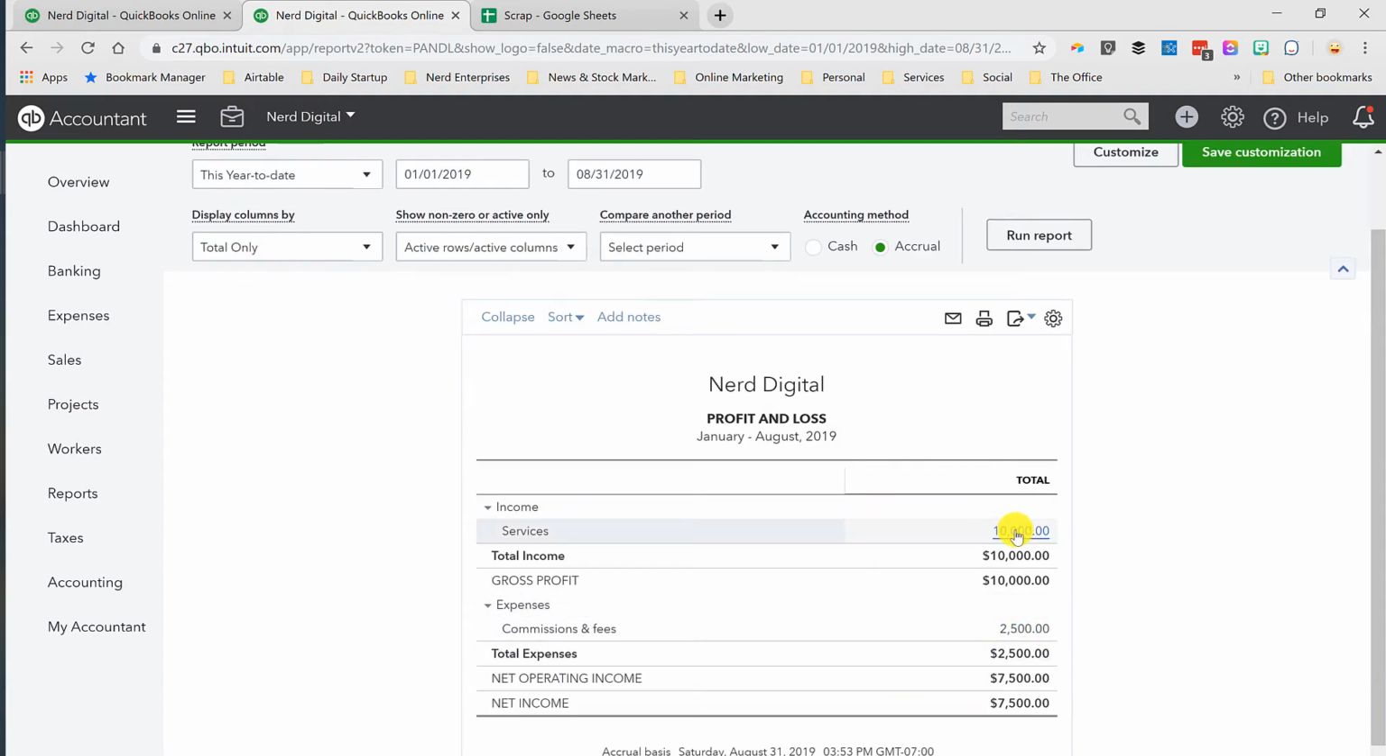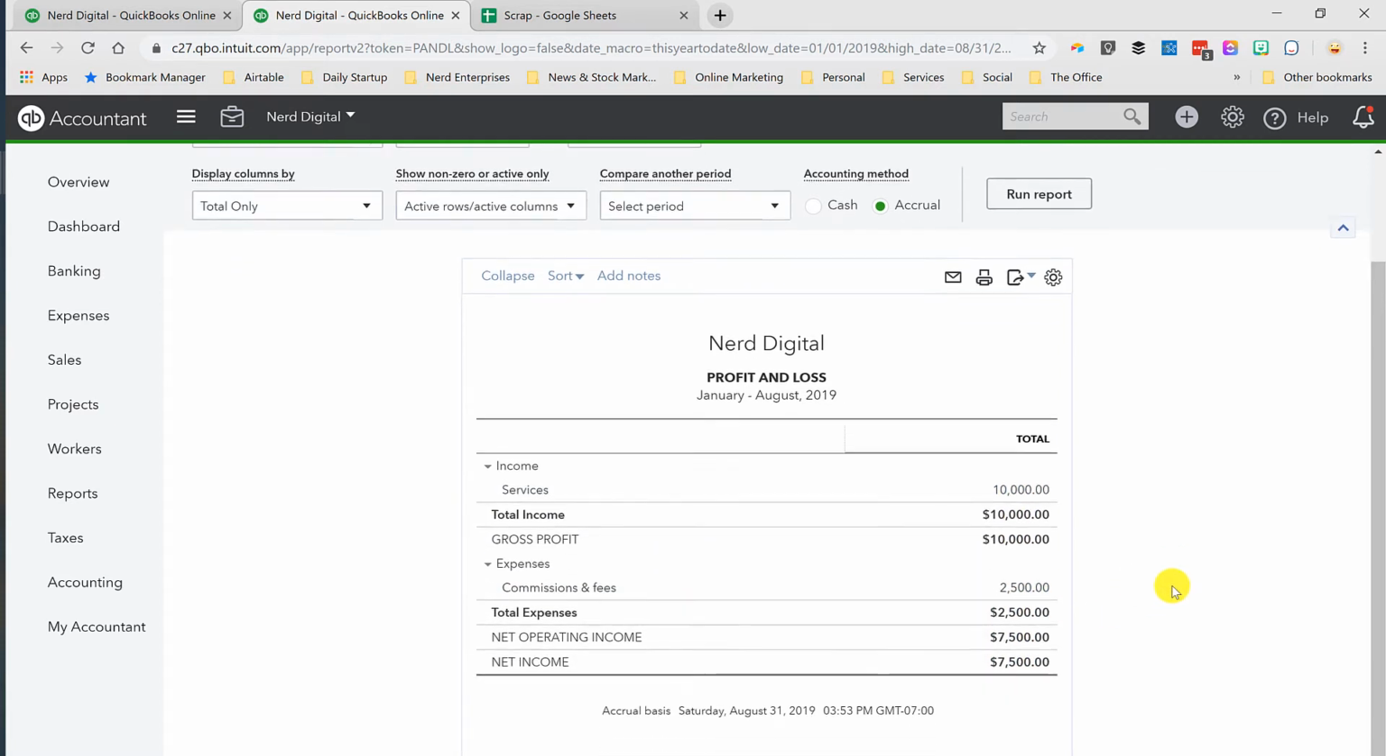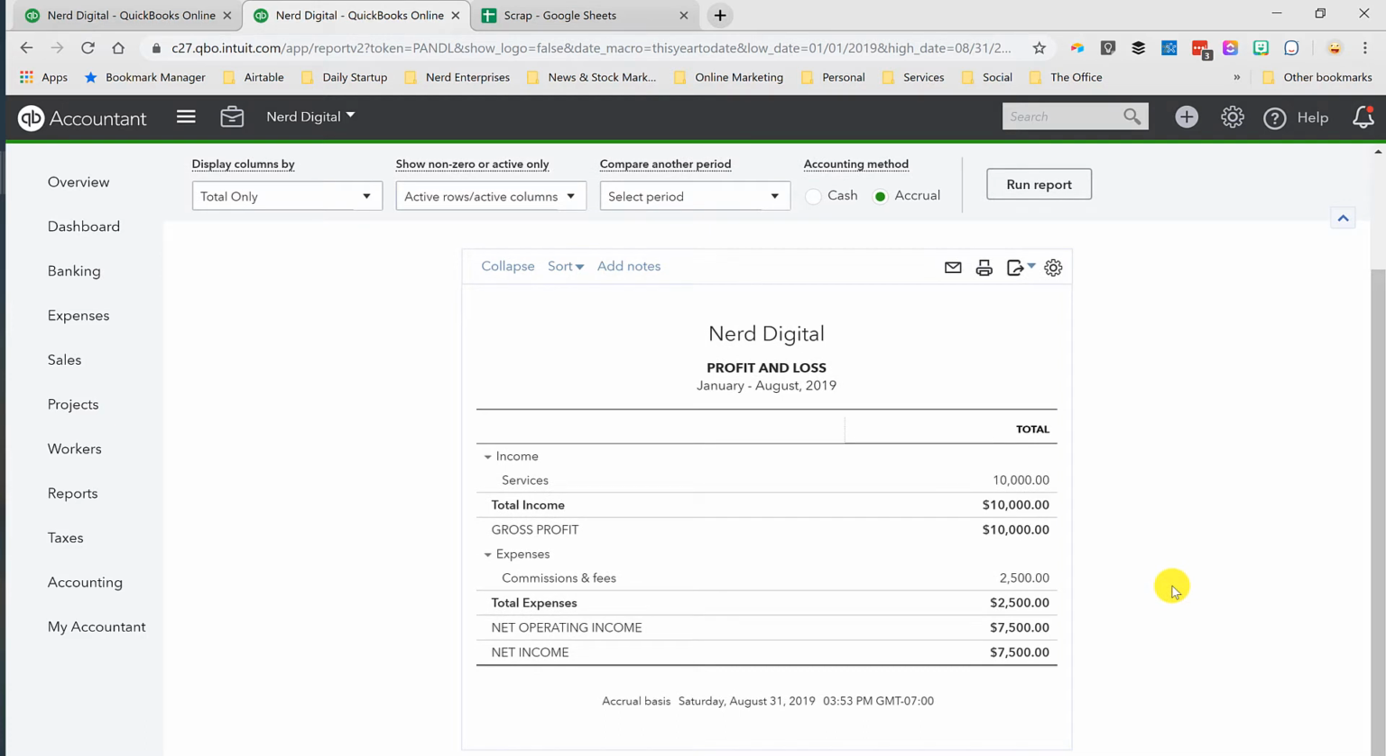We have our income from the invoice of $10,000. We paid out the commission by just not getting paid the full amount, and so we're left with the $7,500. That's correct. That's right. But it's not what I would call bulletproof. I would call it compliance. It's just not as clean an audit trail as the other way I want to show you.